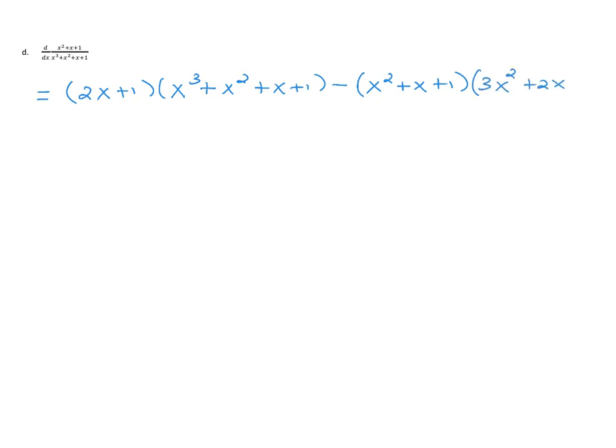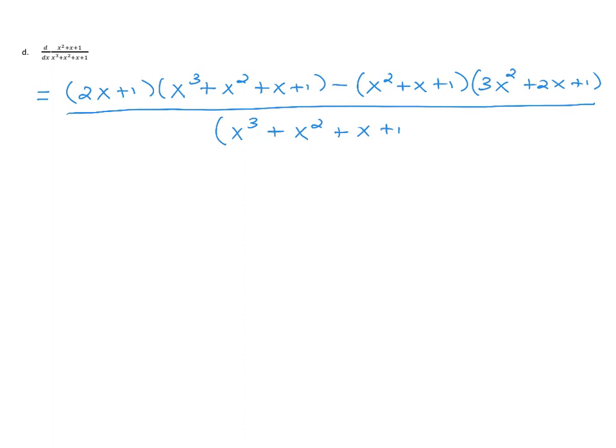To use the quotient rule in this one, I'm going to start by taking the derivative of the numerator, which is 2x plus 1, and then I multiply by the denominator, which is x cubed plus x squared plus x plus 1. I subtract off the numerator, which is x squared plus x plus 1, times the derivative of the denominator, which is 3x squared plus 2x plus 1. And this whole thing is divided by x cubed plus x squared plus x plus 1 all squared. And that's it. That technically is the final answer to this problem.